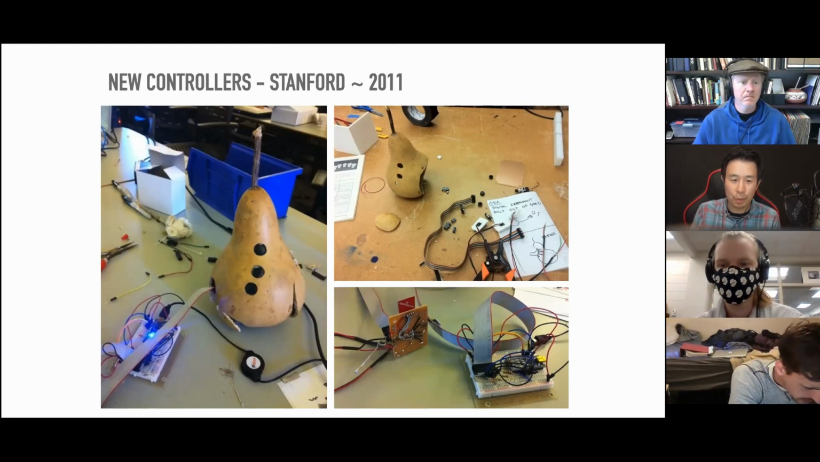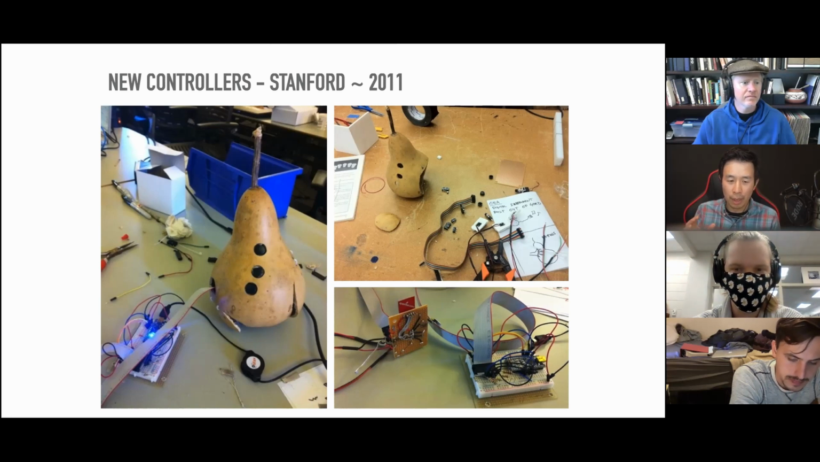One of the first instruments that I made was this shaker type of instrument made out of a gourd with embedded buttons and accelerometer, and some pads that you could tap on the bottom, so you had a few different types of controls.